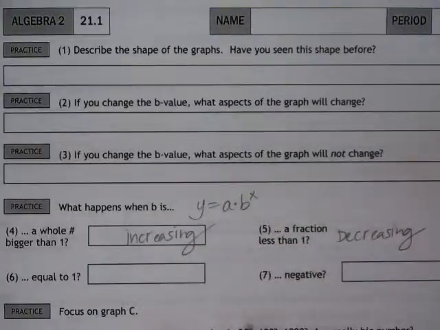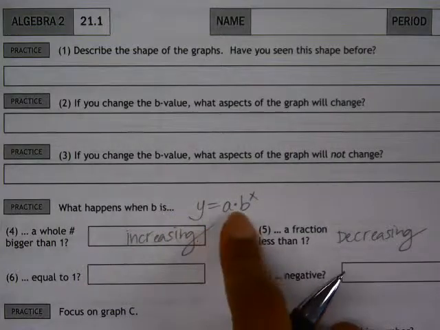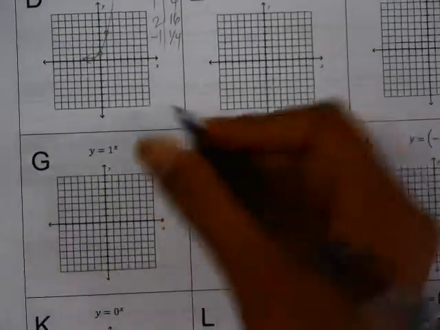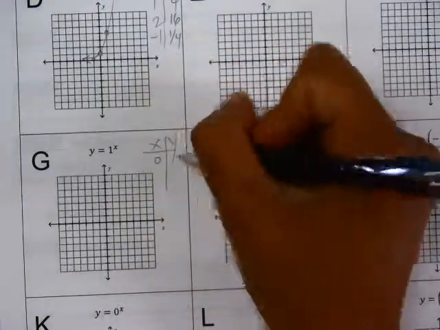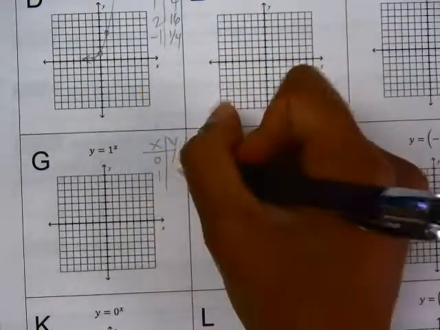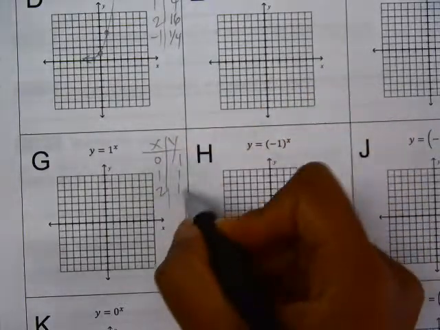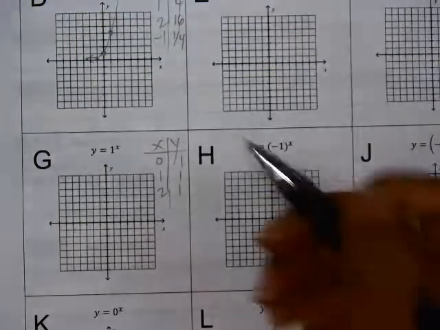Okay, let's look at these other two questions. When the graph is an equation where b is equal to 1, let's look at graph G, where b is equal to 1. When x is 0, 1 to the 0 is 1. When x is 1, 1 to the first power is 1. When x is 2, 1 squared is 1, and so on. Anything that's in this exponent is going to give you a y value of 1.